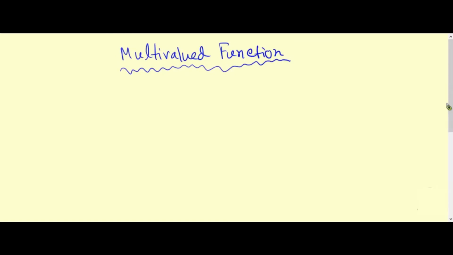So far we have only dealt with single valued functions for complex variables, but today we want to take a look at multivalued functions. So let us start with an example. The first example that we are going to consider is f of z written as square root over z, that is z to the power half.